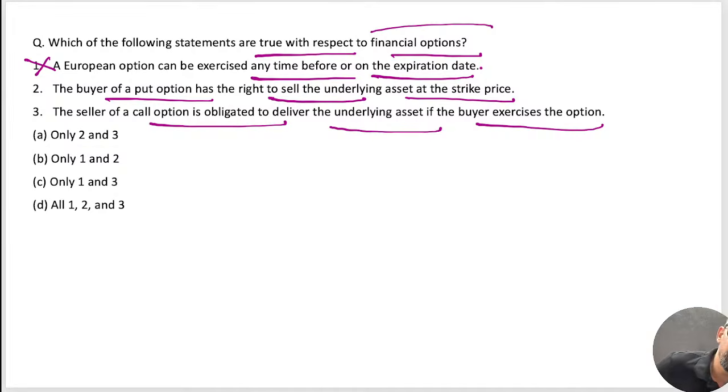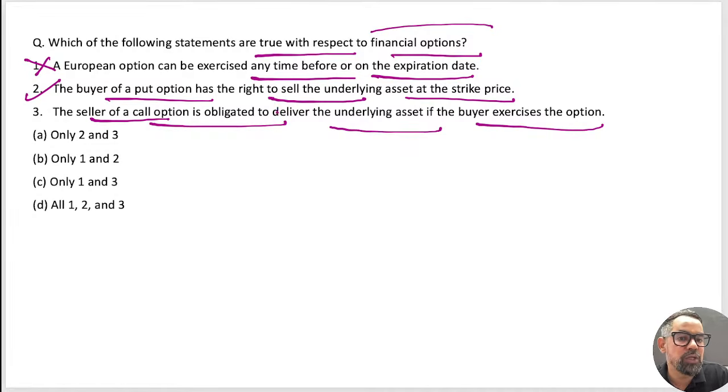American options can be exercised on and before the expiry date. The buyer of a put option has the right to sell the underlying asset, but not an obligation. The buyer of a call option has the right to buy, but not an obligation.